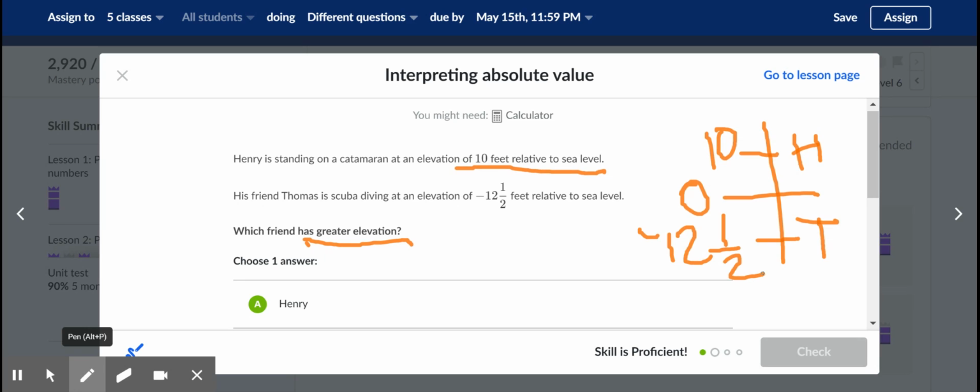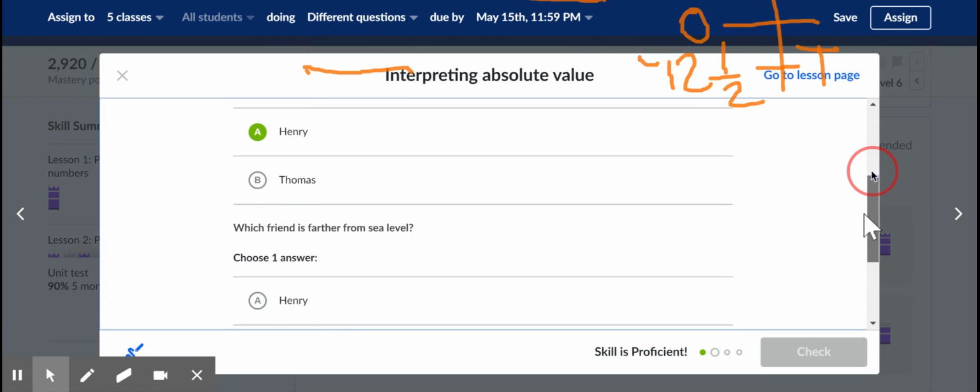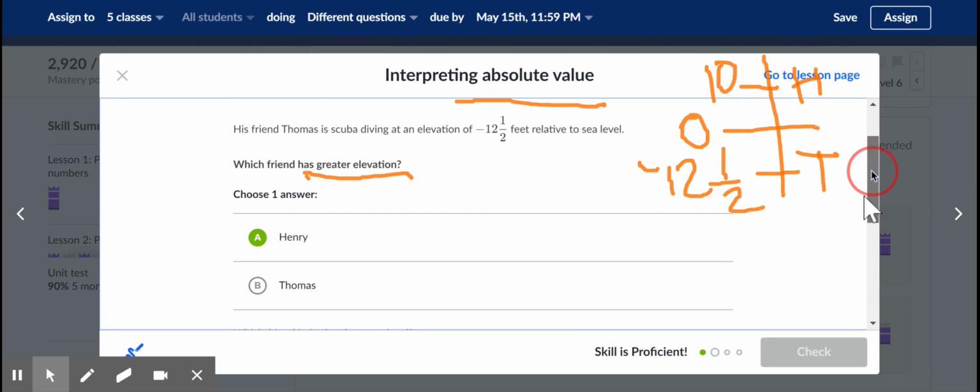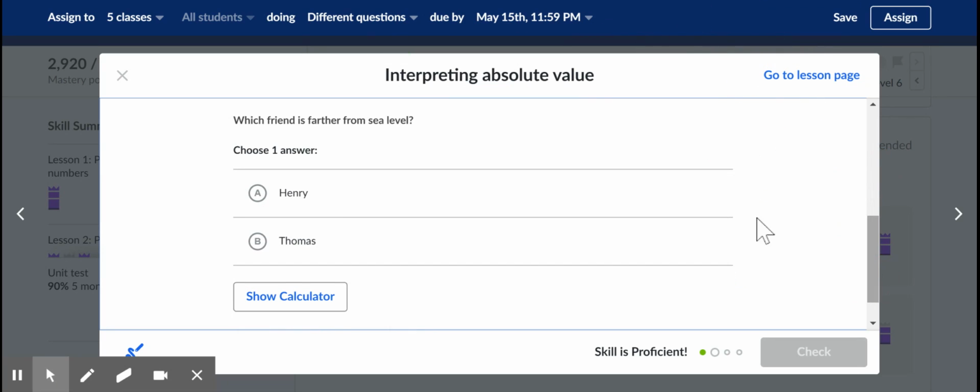So actually, the one who is farthest from sea level would be Thomas because he's 12.5 feet away from sea level as opposed to Henry's 10. So while Henry is at a higher elevation, Thomas is actually farthest from sea level.